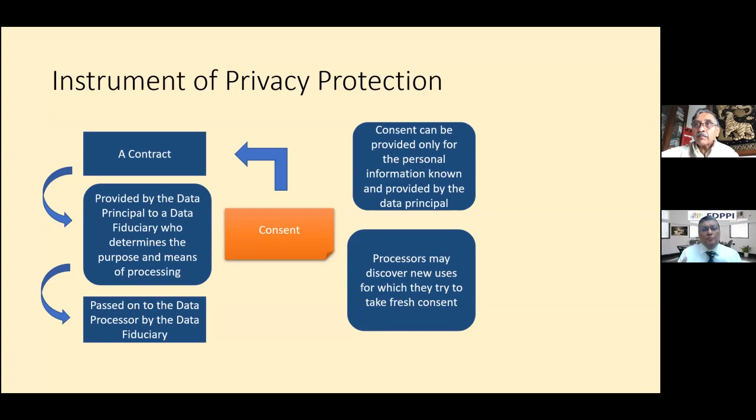So in this whole gamut of giving consent, there is one set of personal information which the data principal himself is not aware of. Obviously, what I am not aware of, I cannot give consent to. Therefore, the consent which is given, despite all this contract, etc., is deficient to the extent that consent can be given only about the information which the data principal is aware of.